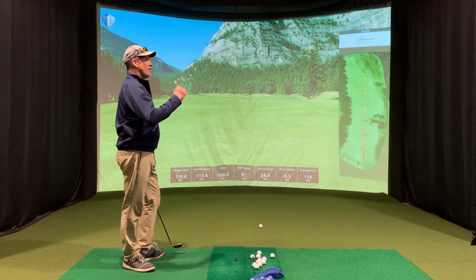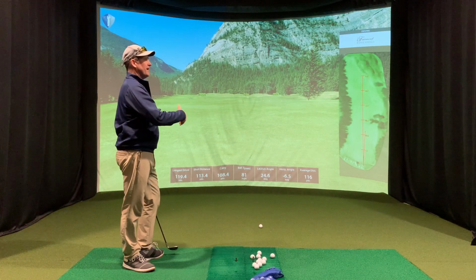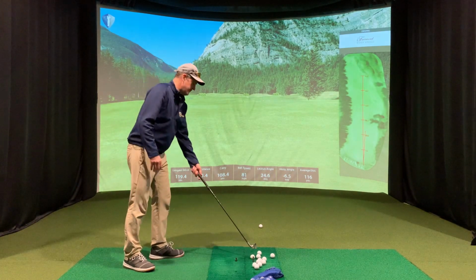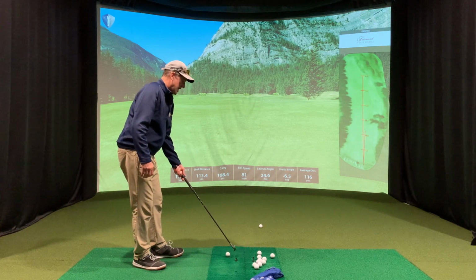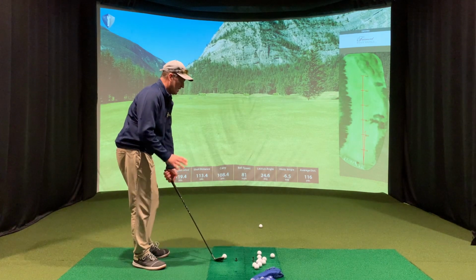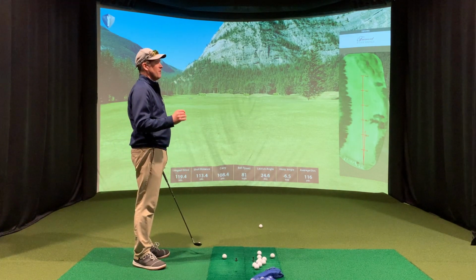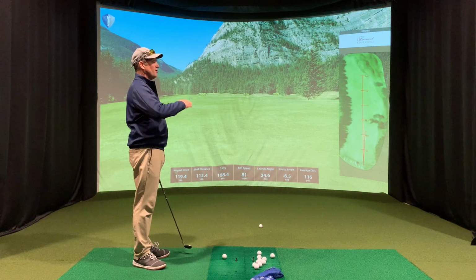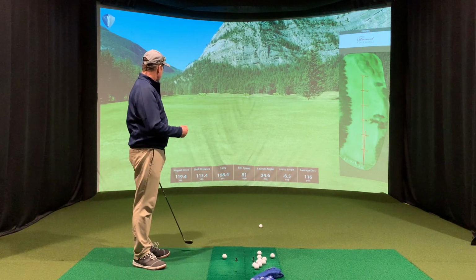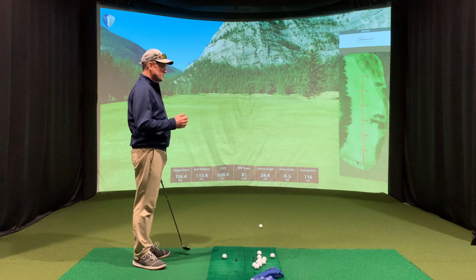And those are the numbers that you should look for if you are hitting on a TrackMan, or in this case an HD golf, or even a SkyTrack. There are a lot of technologies out there that will offer you the carry distance and the launch angle. The only other thing that I will look for is the spin rate.